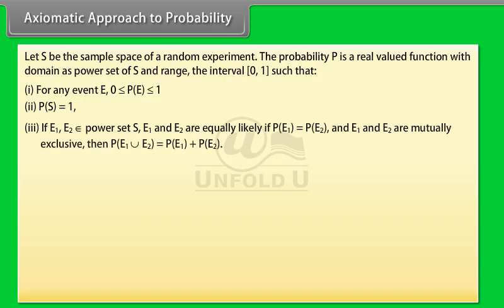And 3. If E1, E2 belong to power set of S, E1 and E2 are equally likely if P of E1 is equal to P of E2, and E1 and E2 are mutually exclusive, then P of E1 union E2 is equal to P of E1 plus P of E2, where P of Ei is called the probability of event Ei in general.